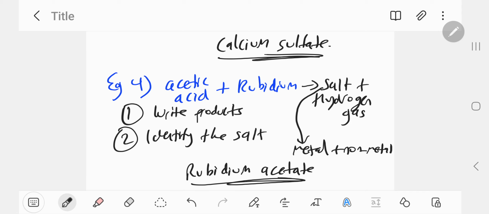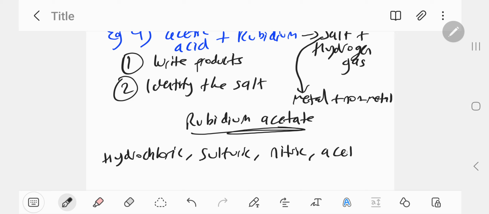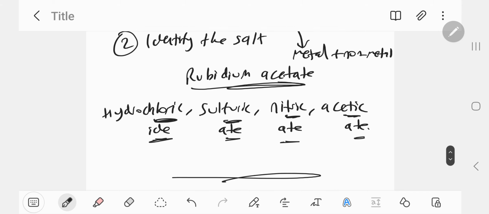Okay, so the 4 common acids, to summarize: hydrochloric, sulfuric, nitric, and acetic. This becomes ide, chloride. This becomes ate, sulfate. This becomes nitrate. This becomes acetate. Okay, so you've got 3 ates and 1 ide, typically. And that's pretty much acid-metal reactions.